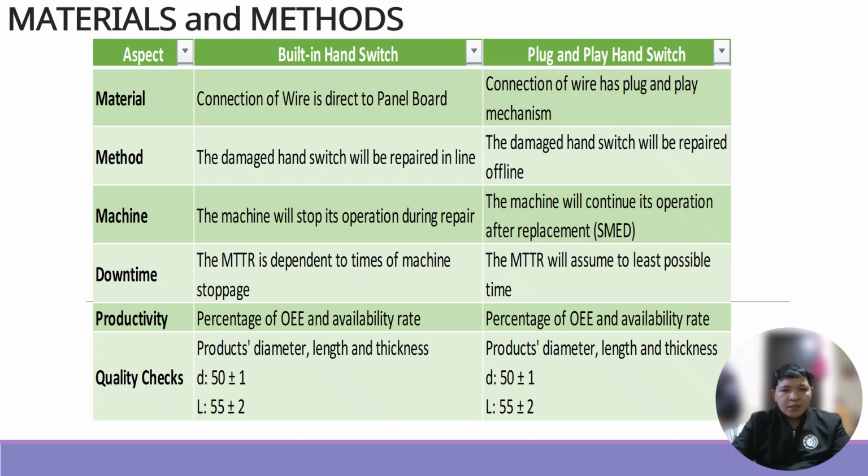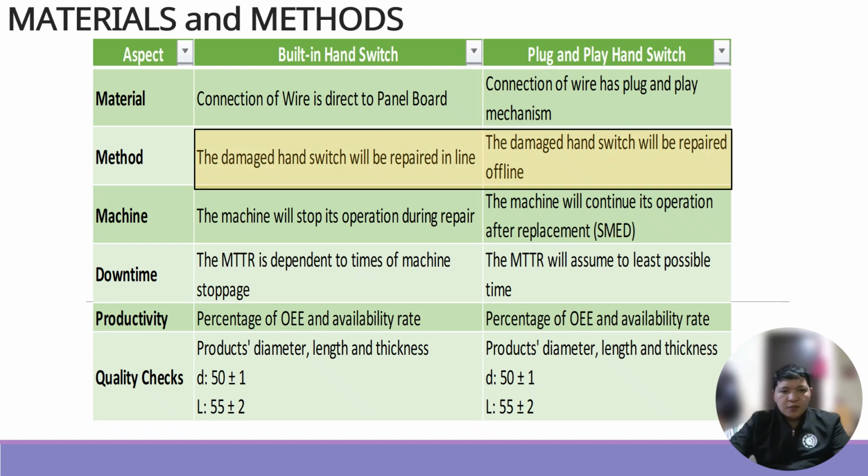For the aspects, we have applied the materials, method, machine, the downtime, the productivity, and the quality checks. Some of these have similar aspects to be targeted, while there are some that have differences. At first, methodology. In the built-in hand switch, the damaged hand switch will be repaired in line, while the plug and play will be repaired offline. After the replacement, it will immediately continue with the operation, and the damaged hand switch will be repaired outside of the line. So this will not affect the availability of the operation, right?